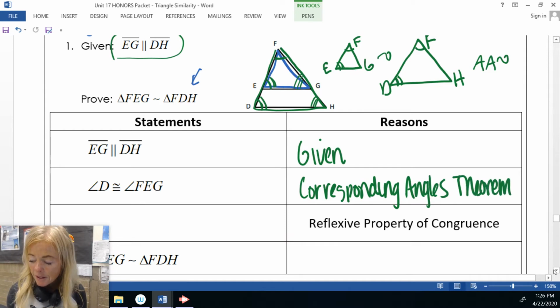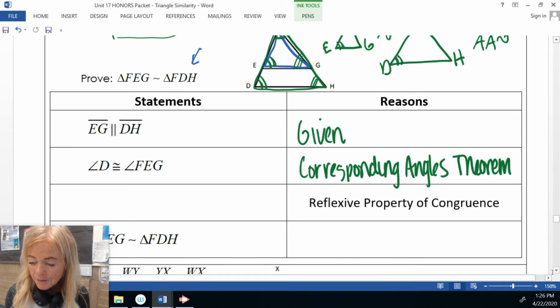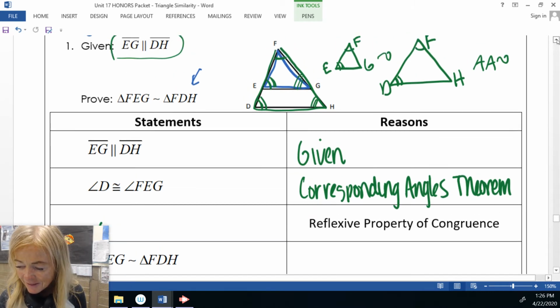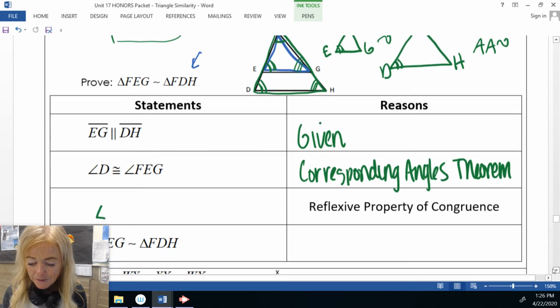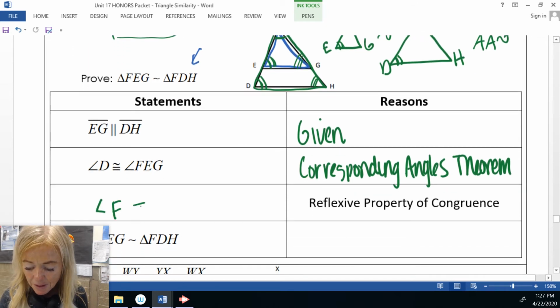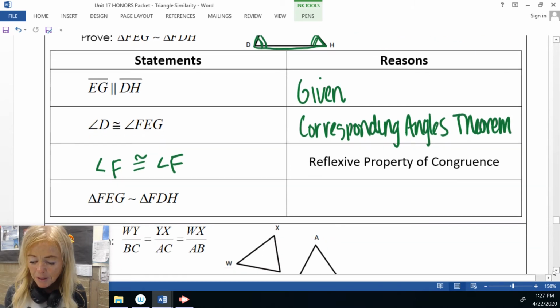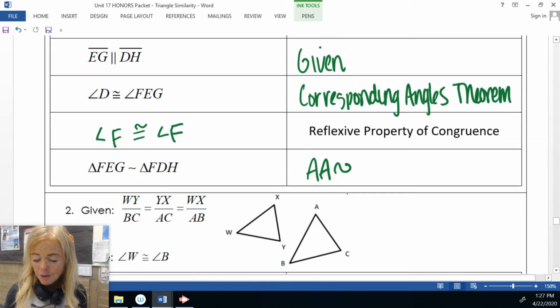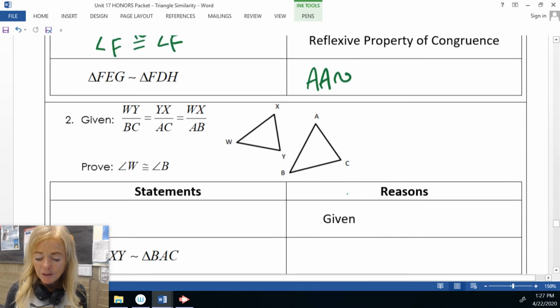Sometimes I like to write theorem there. And then the reflexive property, we're going to state that by the reflexive property of congruence, those are the top angles, F is it? Yeah, angle F is congruent to angle F. So those are overlapping or corresponding angles. Angle F is congruent to angle F by the reflexive property, and then the two triangles are similar by angle-angle similarity. Okay? So we can state that triangles are, or prove that triangles are similar based on those three properties, angle-angle similarity, side-side-side similarity, and side-angle-side similarity.